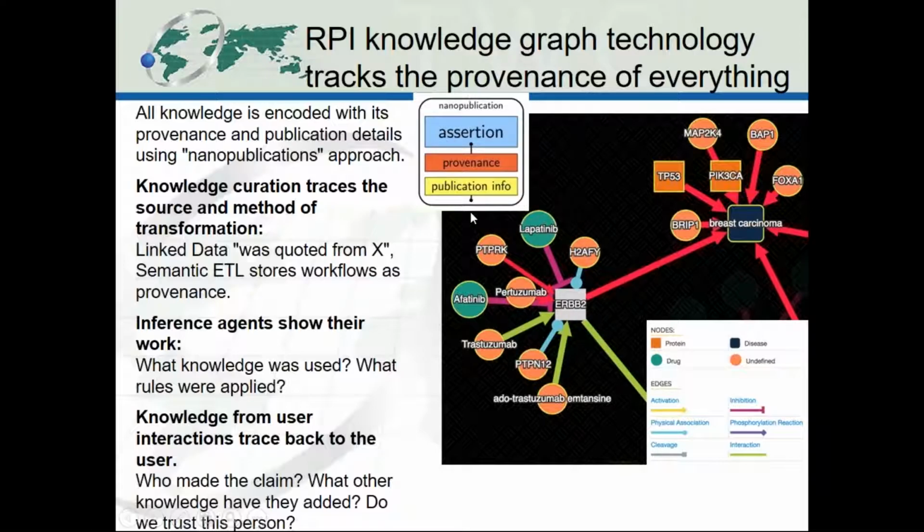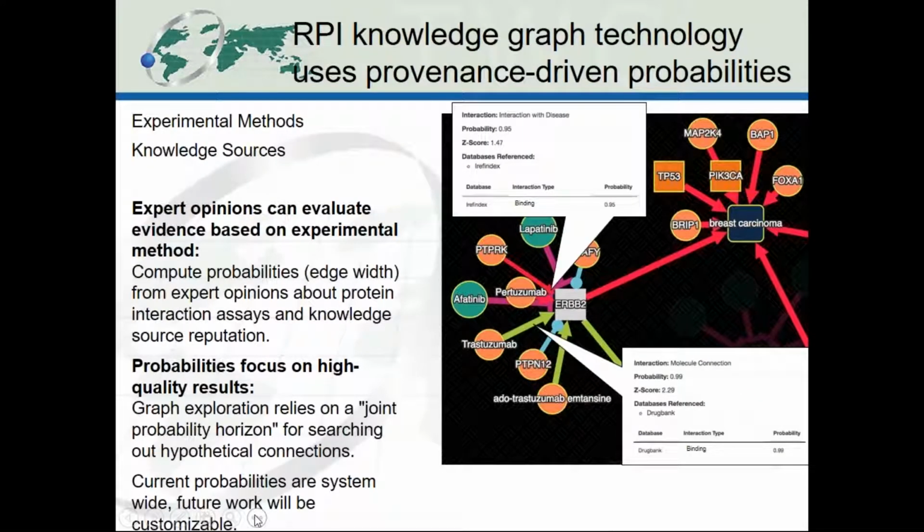And everything has a nanopublication, so the smallest amount of information behind the assertion. So you know where you got that lapatinib impacts ERBB2, and you know where you got the fact that ERBB2 drives breast cancer. And so you can trace back who made the claim, what other knowledge they added if you want to. Do we trust this person or this resource? And then you can do your reasoning on top of it. And it uses provenance-driven probabilities.